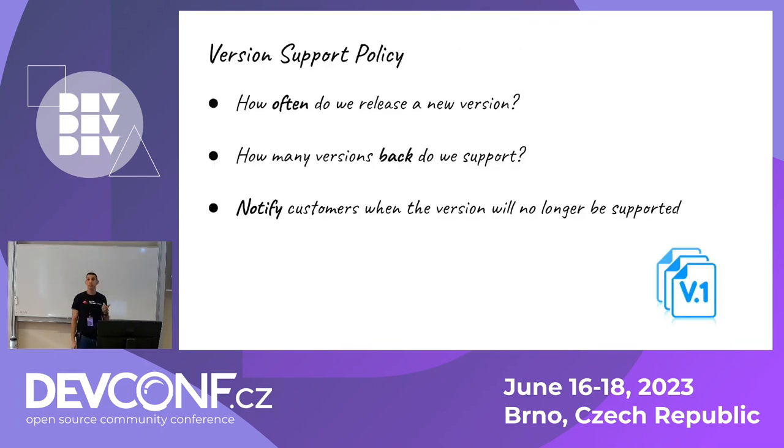Another thing you need to think about is your version support policy. So you want to carefully define how often you release a new version. How many versions are you going to backward support? Define, I don't know, 2 minors, 3 minors, and have that policy known to your customers. And whenever a version is going to get out of support, you want to give your customers enough time to prepare for that. So you want to notify them.